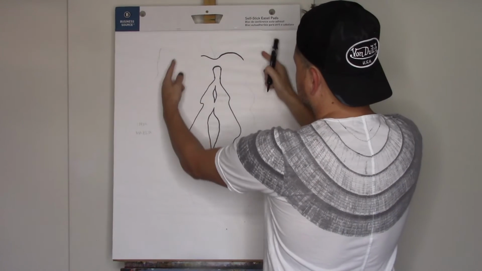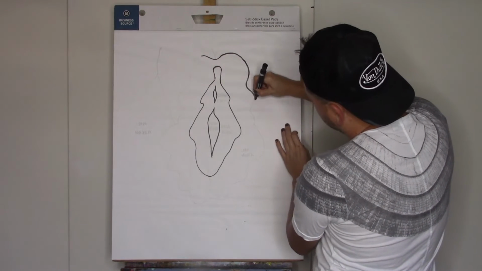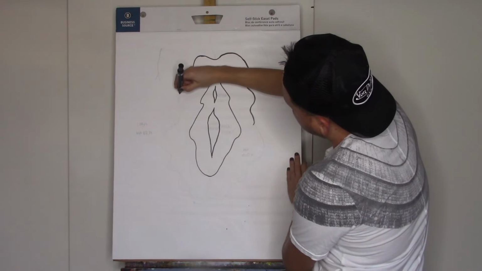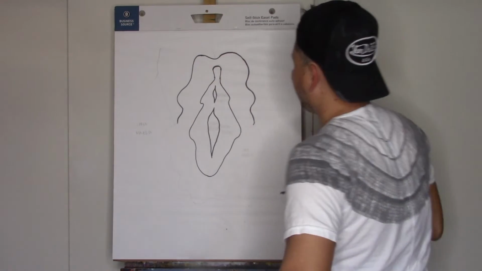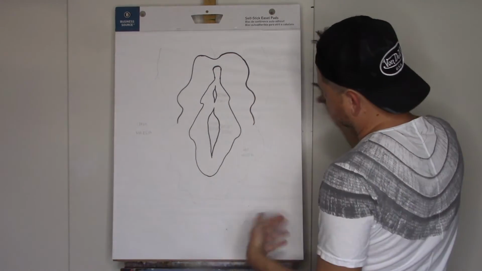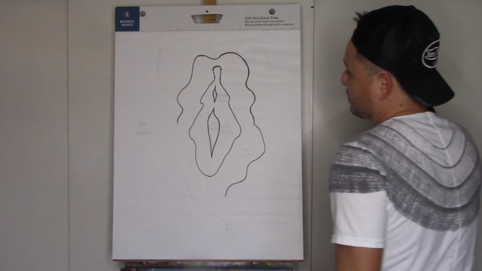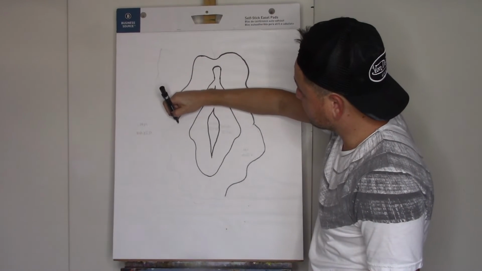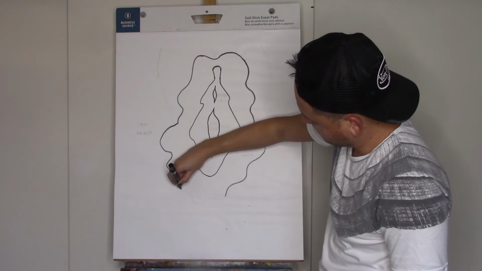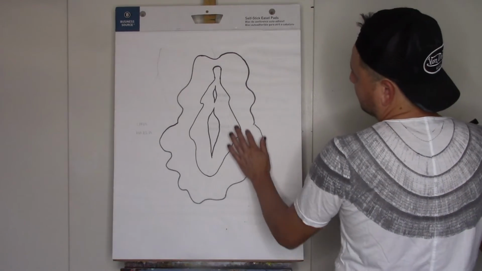And then once again I'm going to swirl it down on each side. And then this labia minora is going to have a flowy or skirt type thing. Remember, they're all different, so anything goes. And yeah, there's my labia minora.